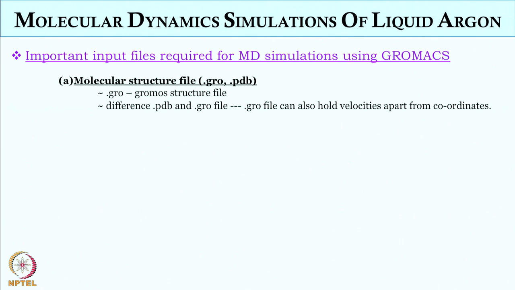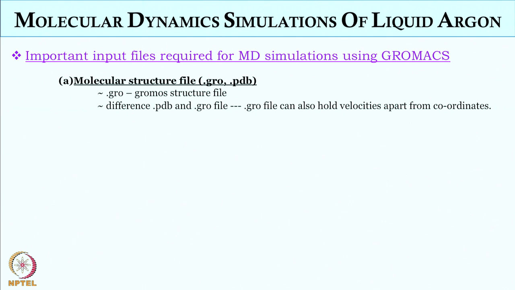So, to perform molecular dynamic simulations of liquid argon or any other molecule, there are 4 basic input files that are required. The first file that is required is the molecular structure, which is in the format of a GRO or PDB file. That is the structure file of the molecule. PDB is the Protein Data Bank file, which is easily available from the RCSB site, and we can as well create a PDB file also. And the GROMACS input structure for a PDB file is the GRO file, which we have to convert.